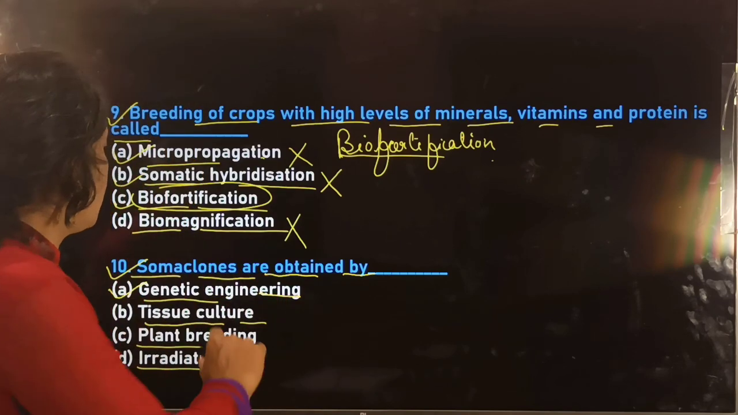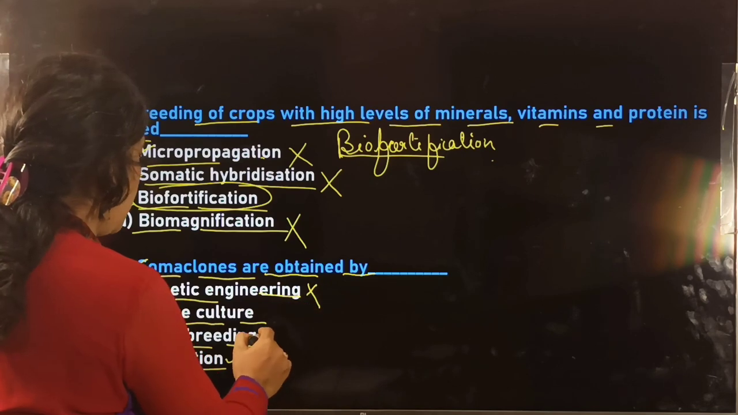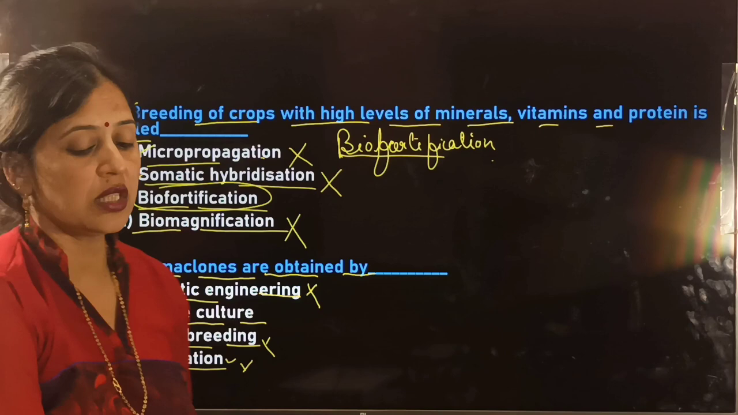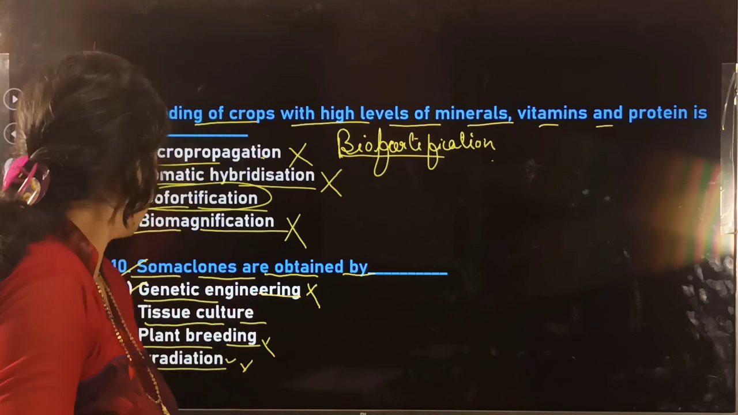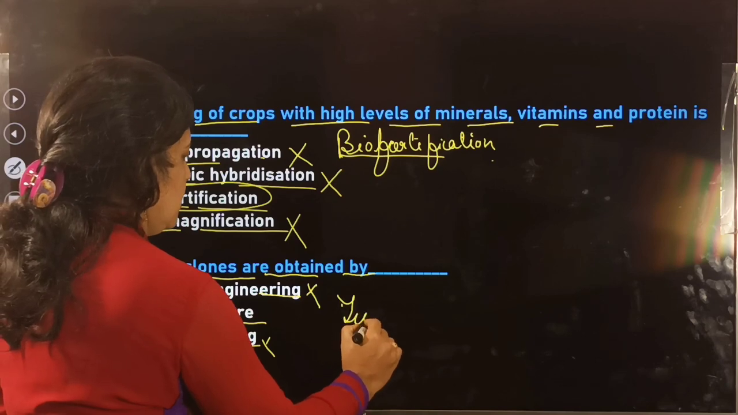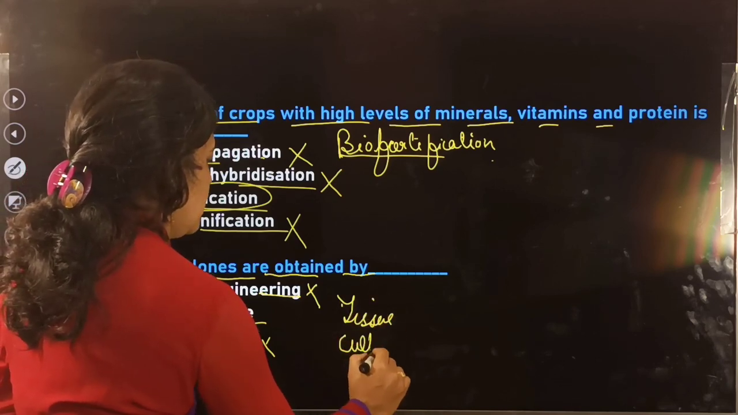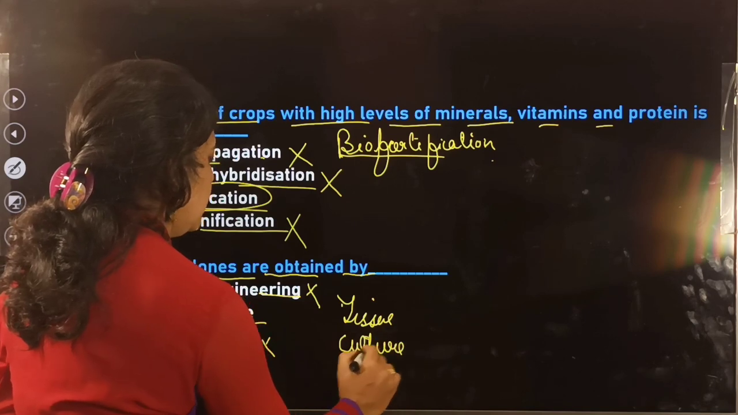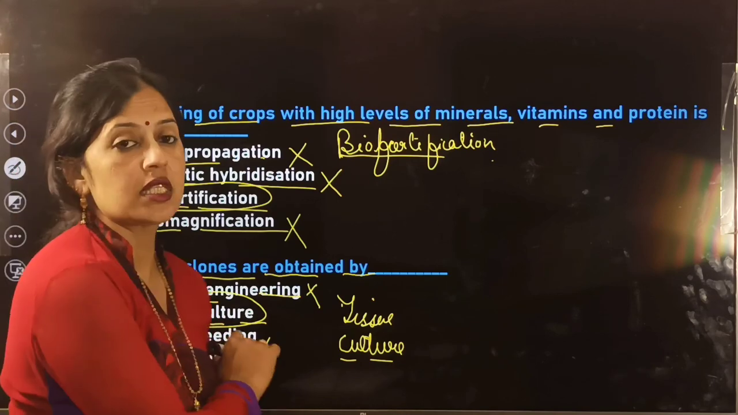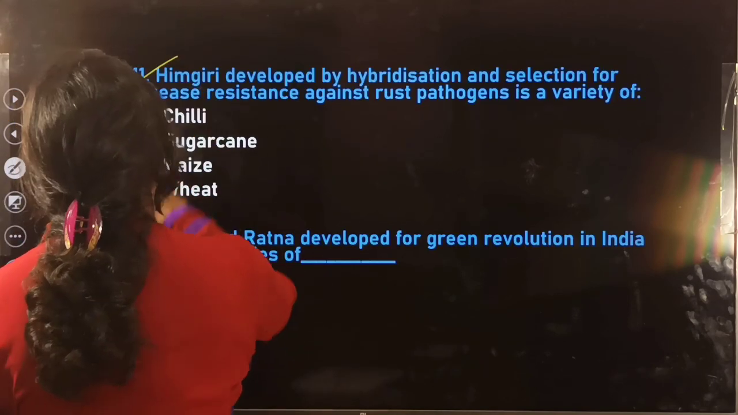So here, somaclones are obtained not by genetic engineering, not plant breeding, not irradiation, but somaclones are obtained by tissue culture. So here option B is the right answer for question number 10. Next is your question number 11.